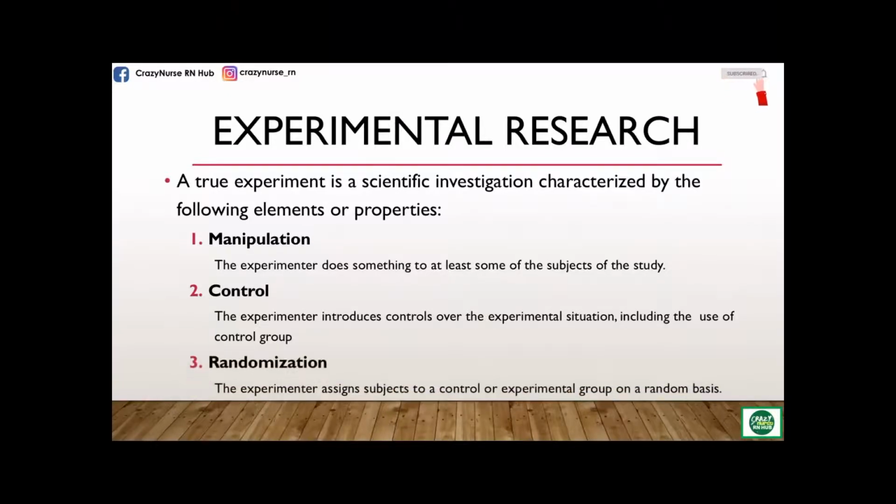And lastly, we have randomization. The experimenter assigns subjects to a control or experimental group on a random basis. The researcher is an active agent in experimental studies rather than a passive observer. True experiments offer the most convincing evidence concerning the effects one variable has on another in terms of causation.